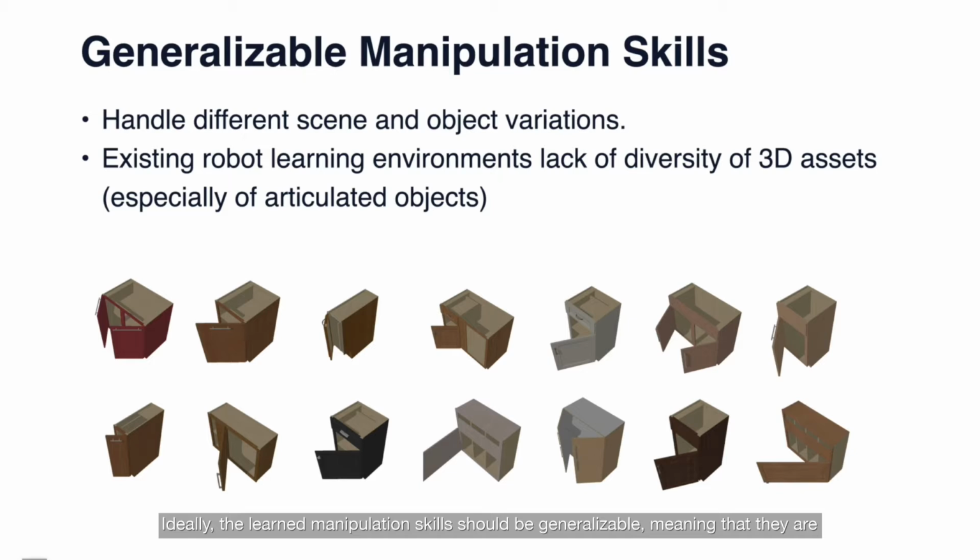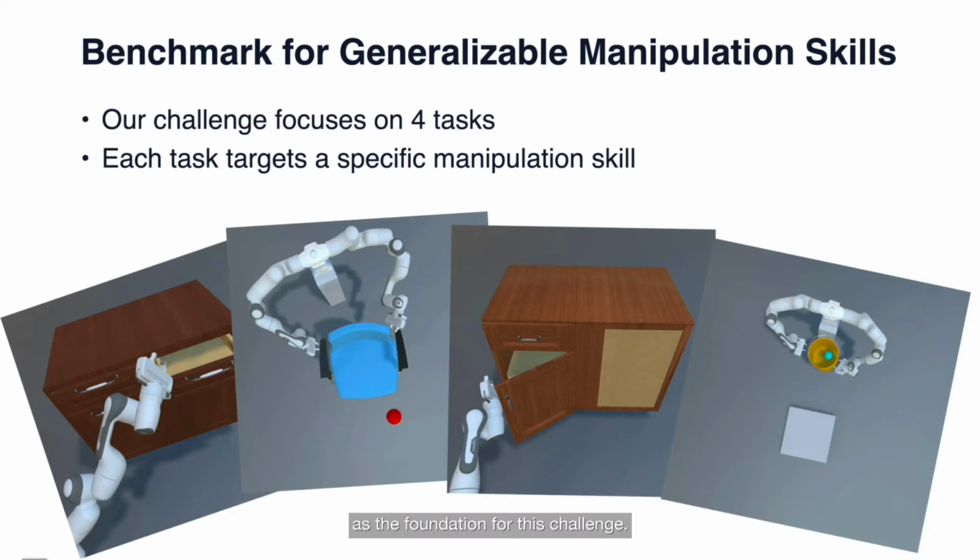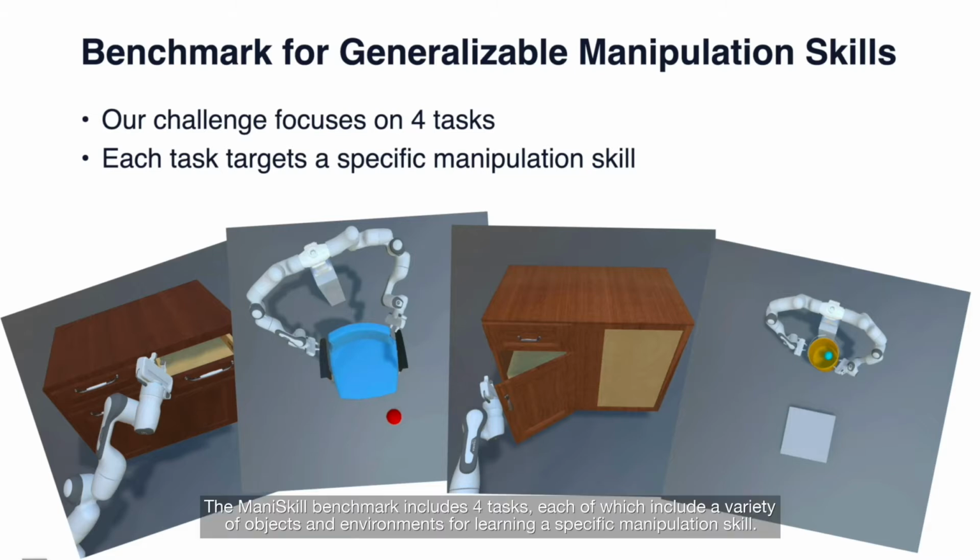Ideally, the learned manipulation skills should be generalizable, meaning that they are robust enough to handle different scene and object variations. To systematically promote the research of manipulating objects with various 3D geometrical structures, we believe that a benchmark on skill learning is a good starting point. To this end, we have proposed a ManiSkill benchmark, or learning from demonstrations benchmark for generalizable manipulation skills, as a foundation for this challenge. The ManiSkill benchmark includes 4 tasks, each of which include a variety of objects and environments for learning a specific manipulation skill.